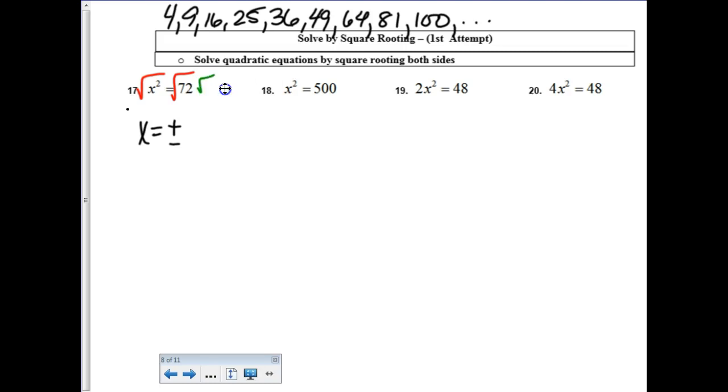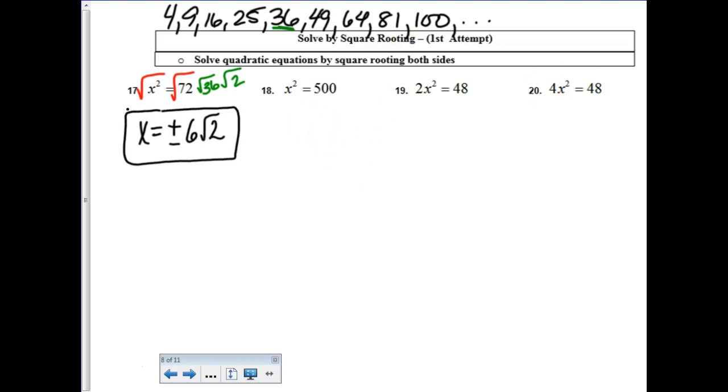So 72, the biggest perfect square that divides into 72 is actually 36. So we'll reduce this to 36 times 2, and then you have a better name for 36, guys. Square root of 36 is really a 6. So it's 6 square roots of 2. So positive 6 square roots of 2 and also negative 6 square roots of 2.